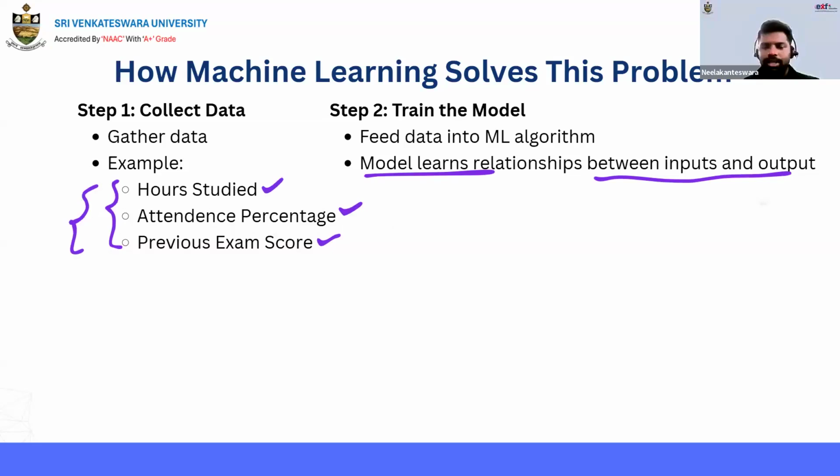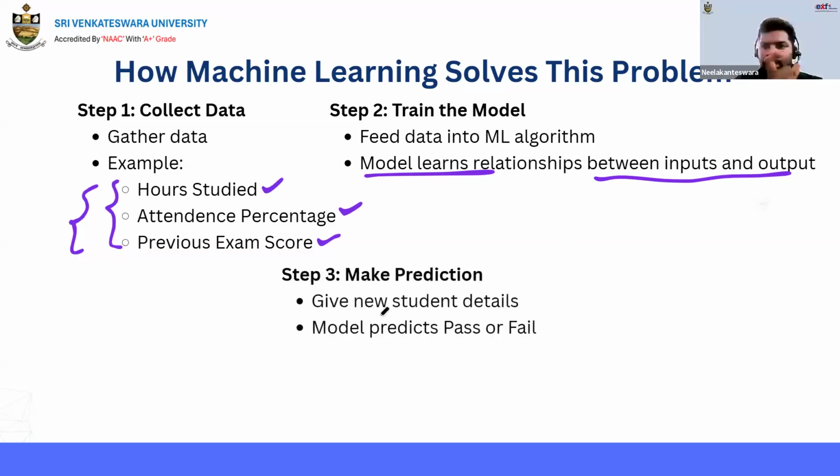Here we are giving the data, both inputs and output, and based on that it learns the relationship between the input and the output. According to that, it makes patterns, and according to that, it makes predictions. The next step is to make predictions: give the new student details, and the model predicts pass or fail. That is how machine learning solves this problem.